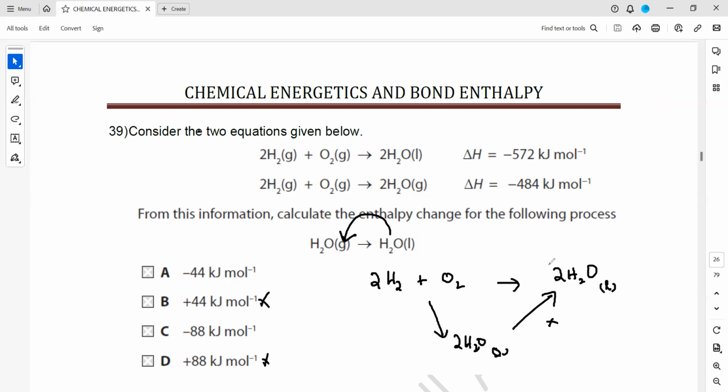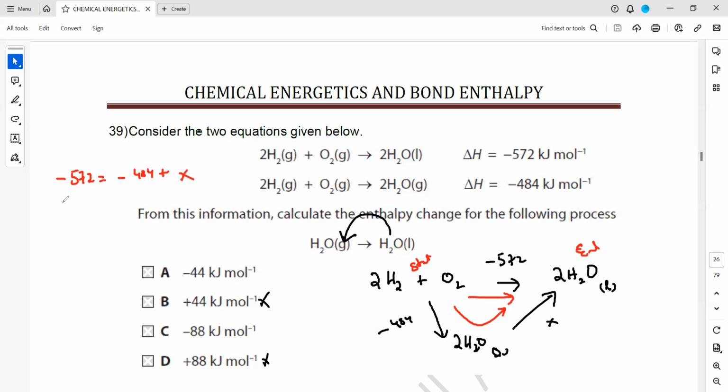When hydrogen and oxygen react and produce water in a liquid state, the energy is minus 572. When hydrogen and oxygen react and produce water in a gaseous state, the energy is minus 484. So again, we apply Hess's law: where the two arrows are pointing in, that is the end of the cycle, and where the two arrows are pointing out, that is the start of the cycle. If we follow route 1 or route 2, the overall energy change is independent of the route or the path we follow. So if we follow route 1, it will be minus 572. If we follow route 2, it will be minus 484 plus x.